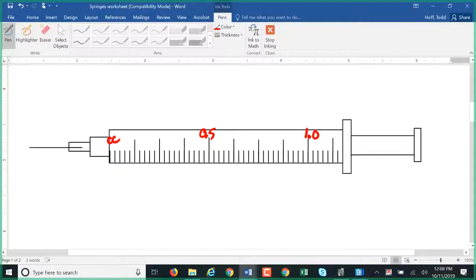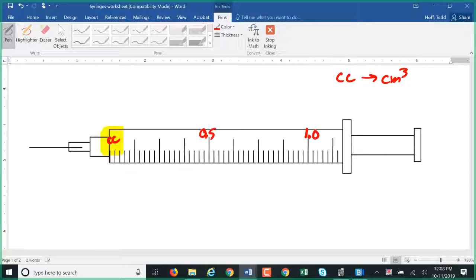First thing you'll notice, this is not labeled as milliliters. It's labeled CC. What does CC stand for? Cubic centimeter, or centimeter cube. So a cc is a milliliter. There is no difference. For some reason, they just choose to label some medications in cc's instead of milliliters.